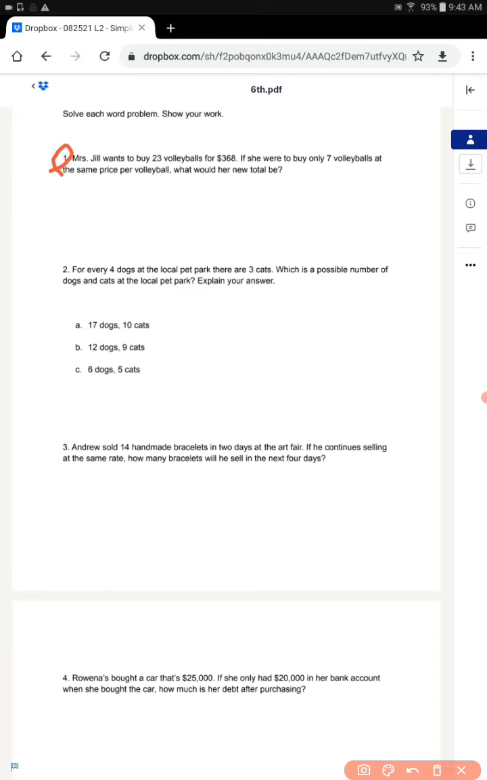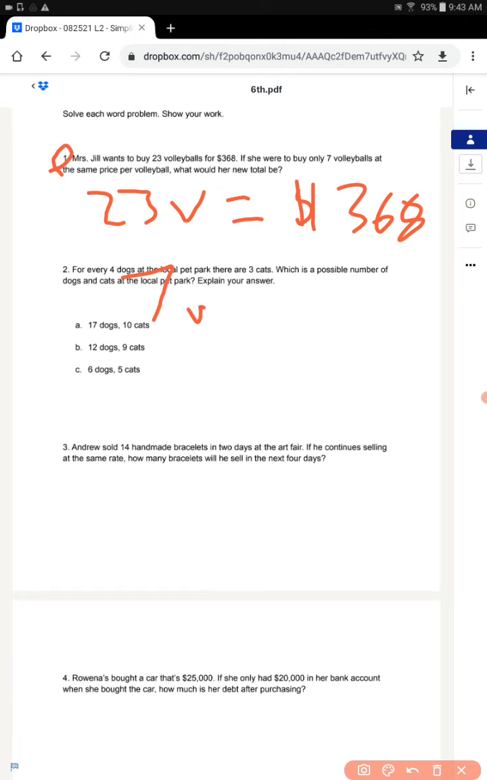So Mrs. Joe wants to buy 23 volleyballs for $368. If she were to buy only 7 volleyballs at the same price per volleyball, what would her new total be? Okay. So basically what it's saying is that 23 volleyballs, let's just say volleyballs is V, equals $368. So how much would 7 volleyballs be? So let's say that's X, and we're trying to find X.